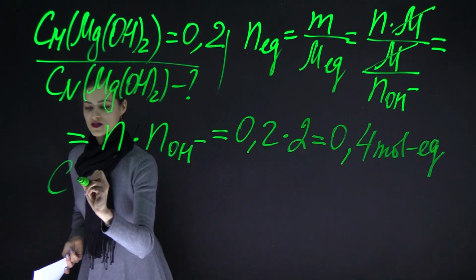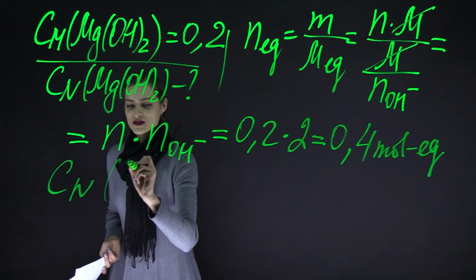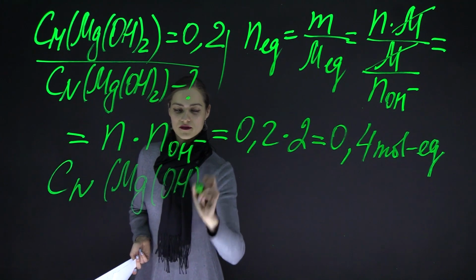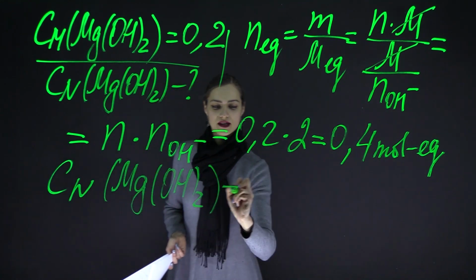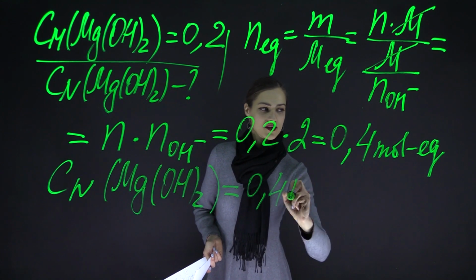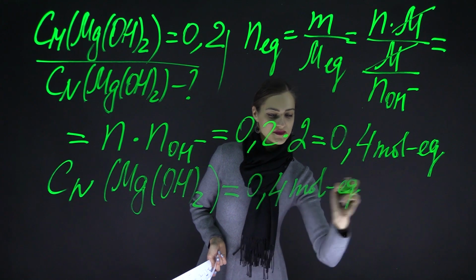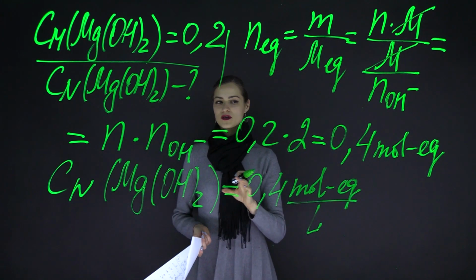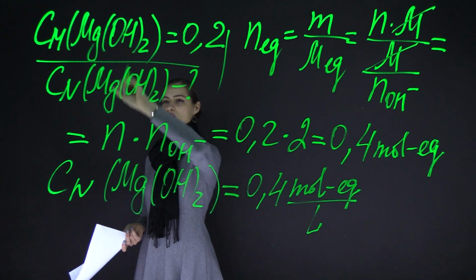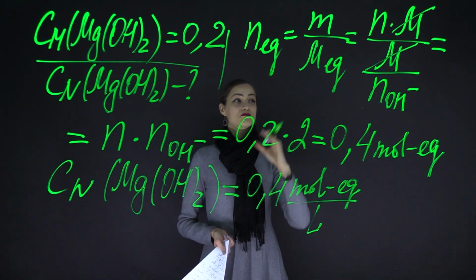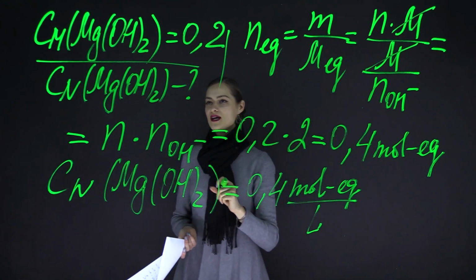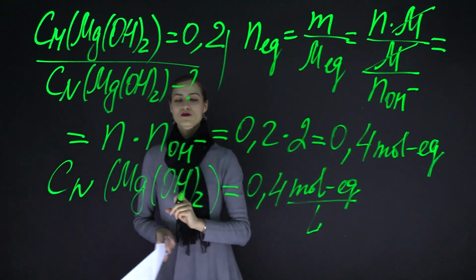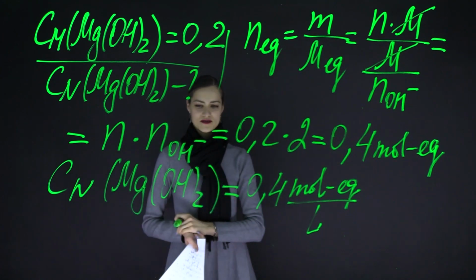And the same situation: normal concentration for exactly this solution with this molar concentration is 0.4 mole equivalents in 1 liter. So you see the differences between normal concentration and molar concentration, equivalent mass and molar mass, are just because we have 2 hydroxyl groups in our substance.